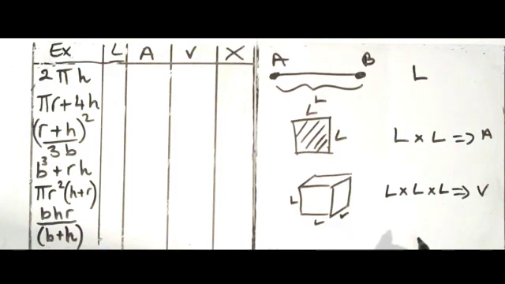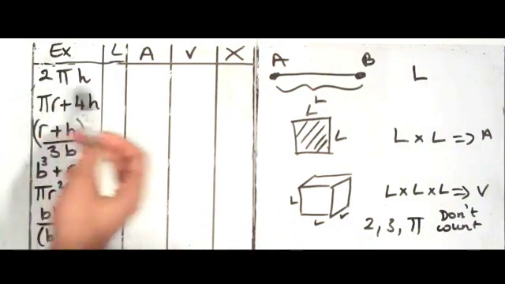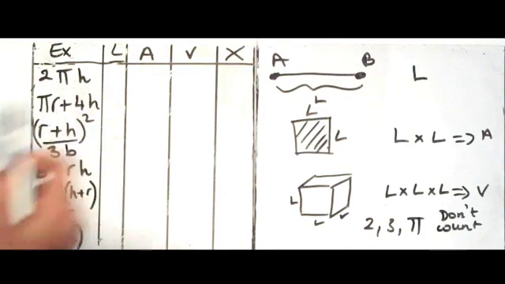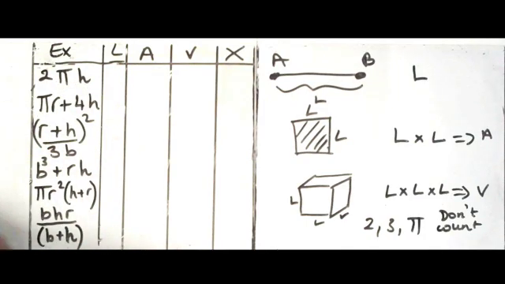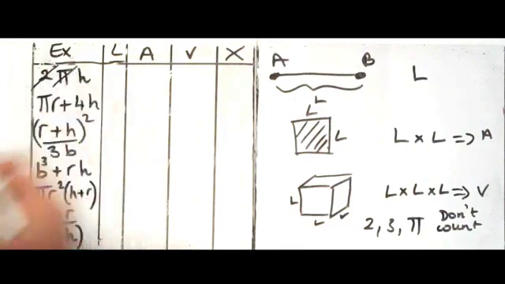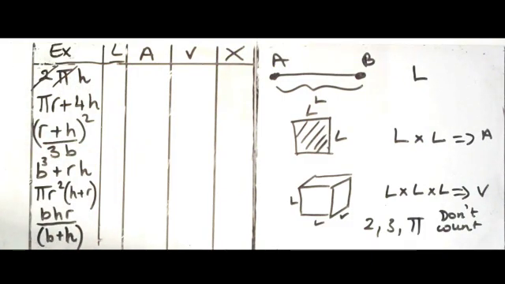Before we get started, you also need to remember that numbers like 2, 3, or any number, or a constant like pi, don't count when we do dimensional analysis. So whenever you see a number or a pi or a constant, you're going to cancel it out. The first one is 2 pi h. Numbers and constants like pi don't count, so I cross them out and I'm left with h. The question says that the letters represent a length, so I only have one length, which means this formula is measuring a length.